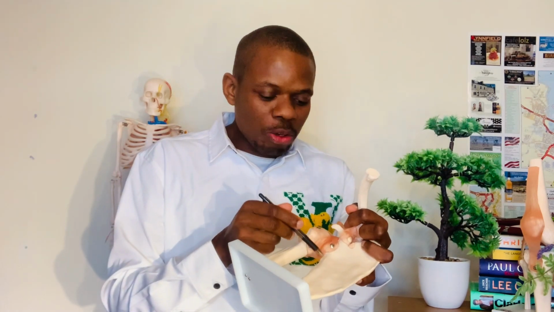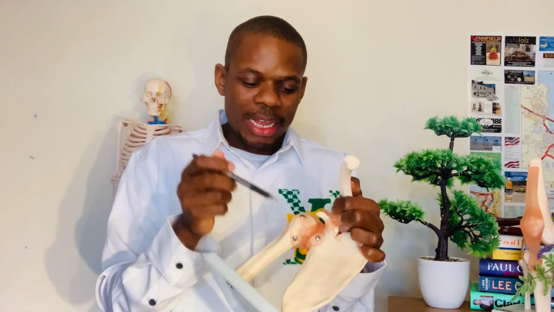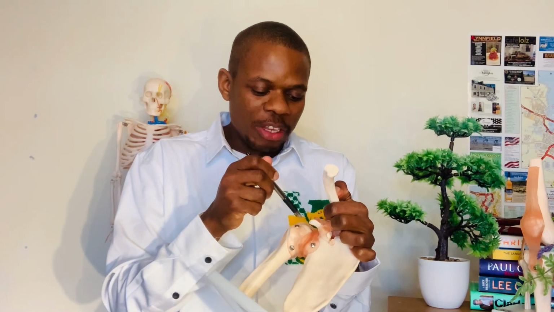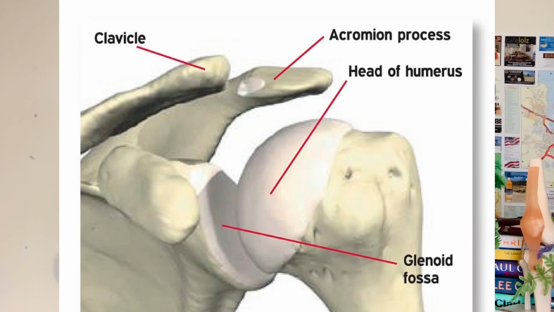The first joint in the shoulder is the glenohumeral joint. As the name implies, it is a ball and socket joint between the ball-shaped end of the humerus, the arm bone, and the glenoid cavity or glenoid fossa of the scapula. As you can see in this picture, it is a joint between the ball-shaped head of the humerus and the glenoid fossa of the scapula. It is a synovial joint.